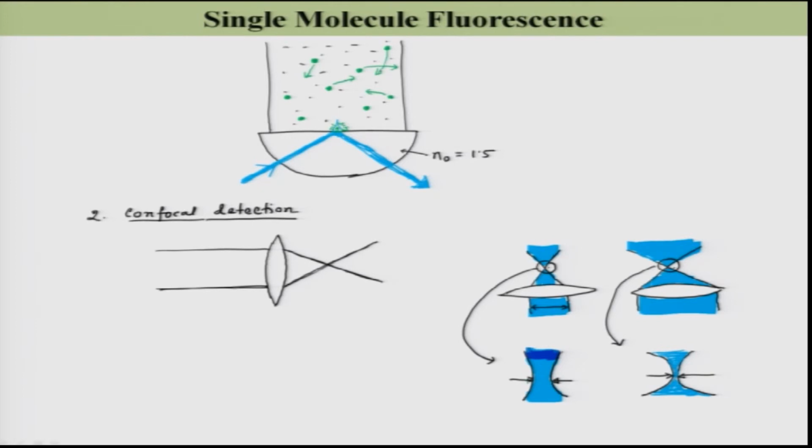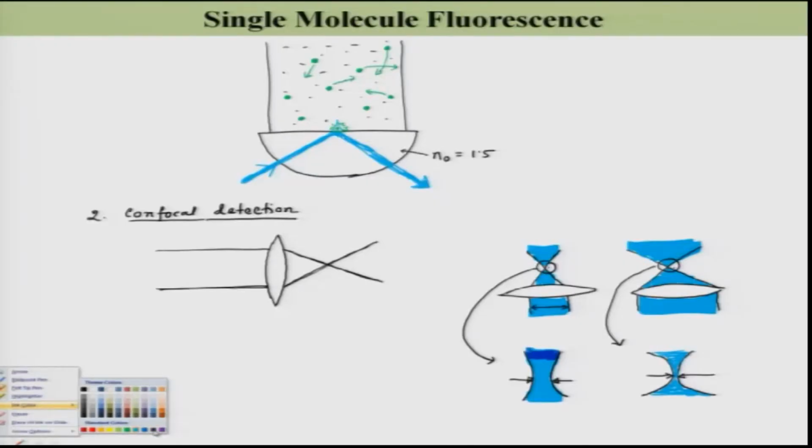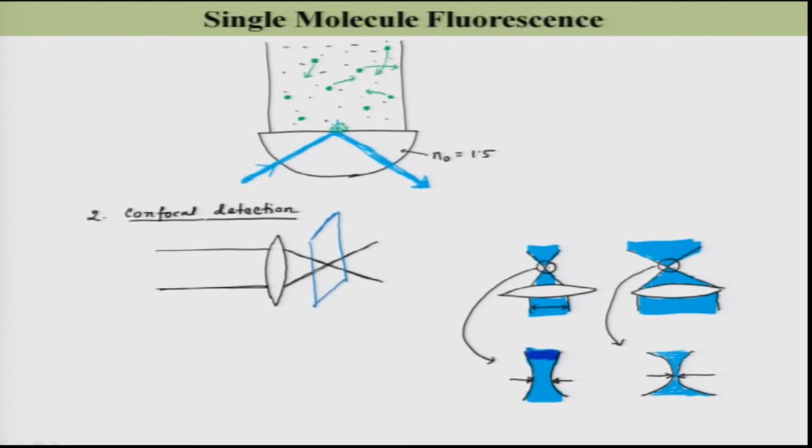Now, consider that your molecules are present only at the focal plane. The condition I impose is the following: the molecules under investigation are present on a plane, and that plane is this focal plane. In this case, if you have a molecule here, it is not visible. If you have a molecule here, it is not visible. But if you have a molecule here, it is visible, because it is focusing only at this focal plane.